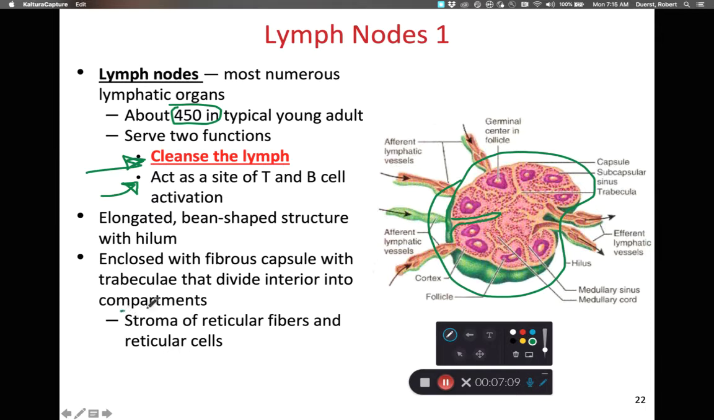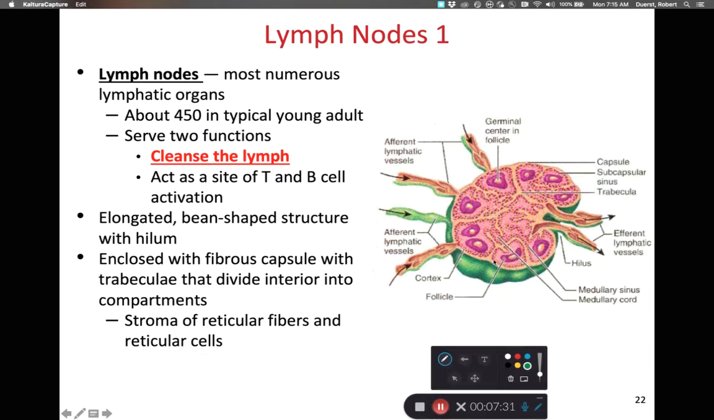And then as we look at the stroma of the lymph nodes, so the main body of its tissues, the stroma is going to have lots of reticular cells that are going to be secreting reticular fibers to help filter that blood.